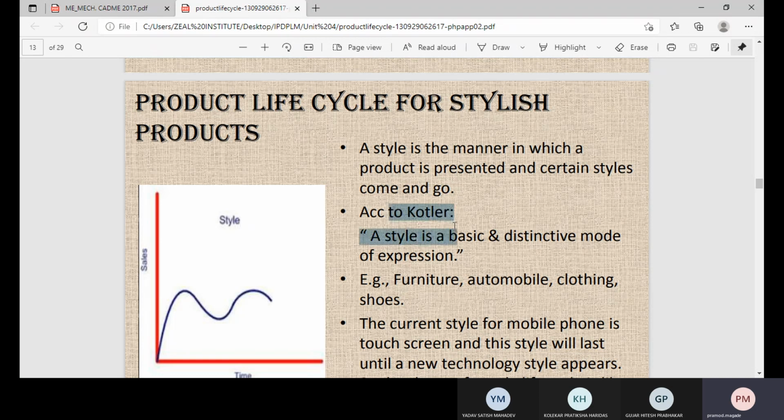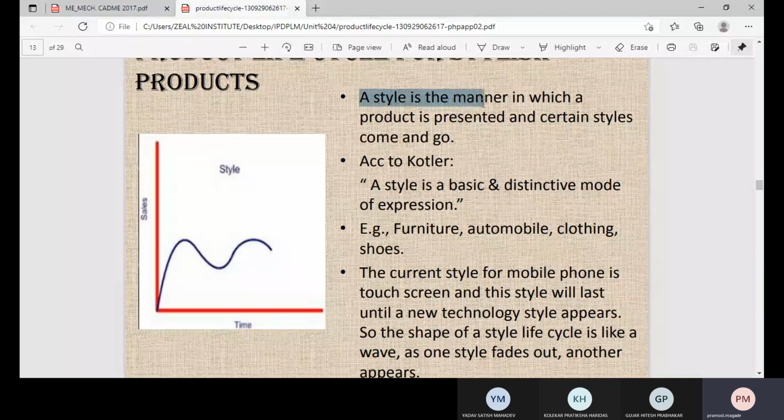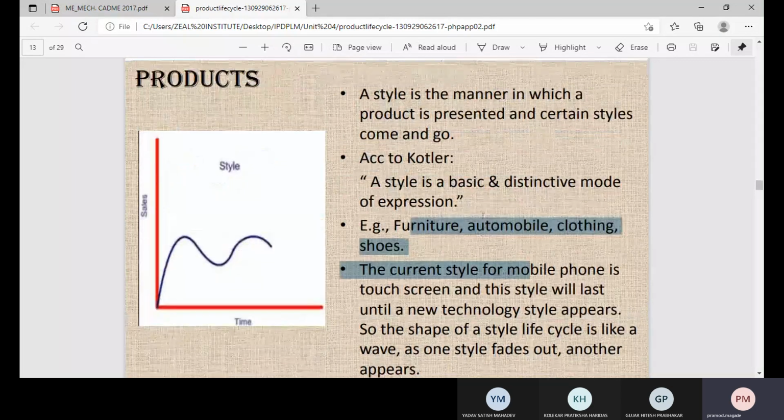So Kotler, whose first definition we saw, said that a style is a basic and distinctive mode of expression and it is not long lasting. Correct. And here it is written, a style is the manner in which a product is presented, and certain styles come and go. That is very important. So we cannot predict when it comes and when it goes. Examples are furniture, automobile, clothing, as I told you.